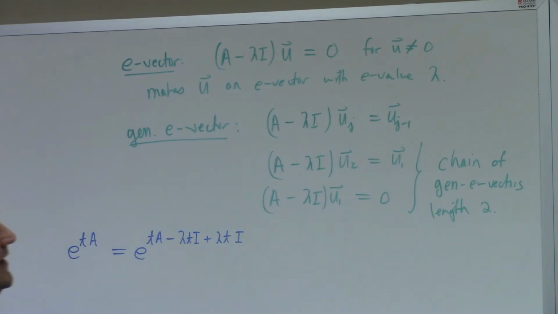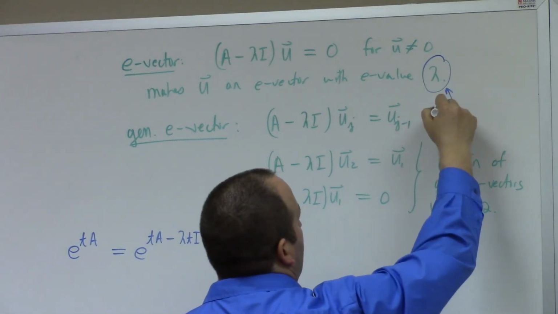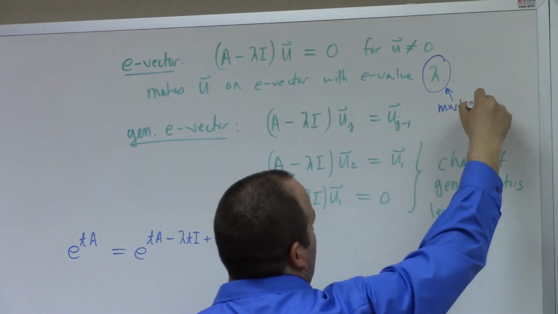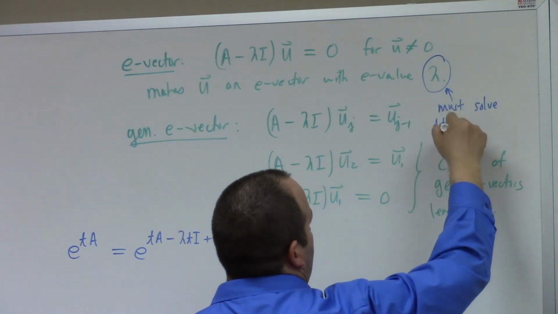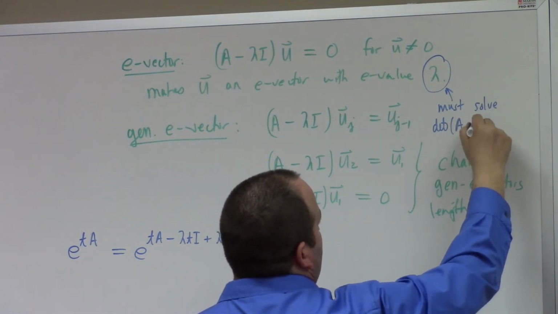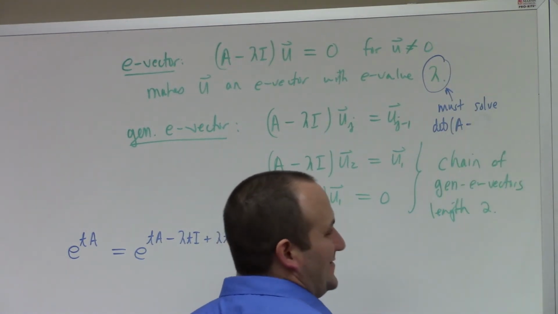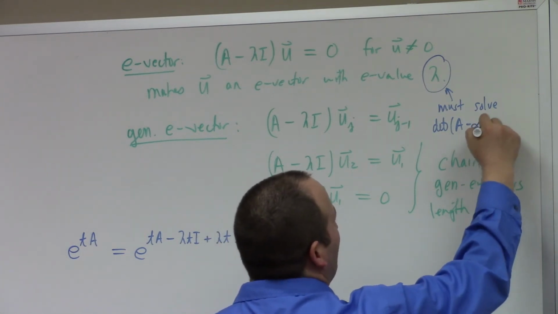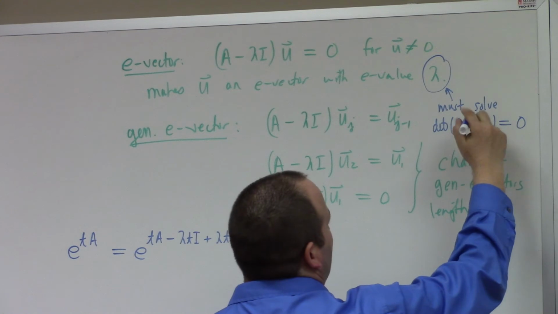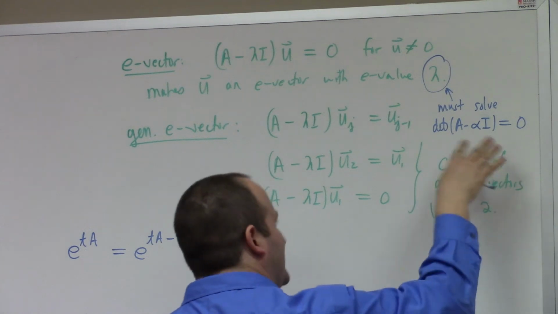By the way, the eigenvalue, in order for there to be a non-trivial solution to that equation up here, we know from linear algebra that lambda has to solve the determinant of A minus alpha I equals 0. So if you put alpha equal to lambda, it must solve the characteristic equation.